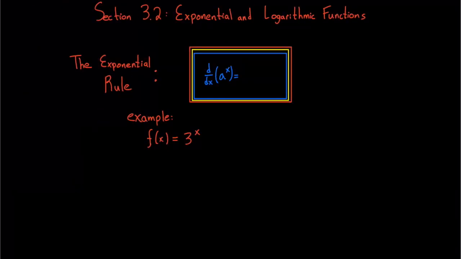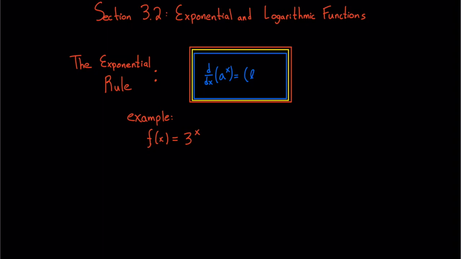The second section is about exponential and logarithmic functions. So the first rule is that when f of x equals a to the x, the first derivative is natural log of a times a to the x. This is just something you need to memorize. So let's look at this in application. F of x equals 3 to the x. Using what we learned above, the first derivative would equal natural log of 3 times 3 to the x.